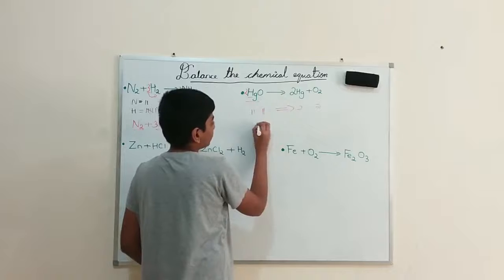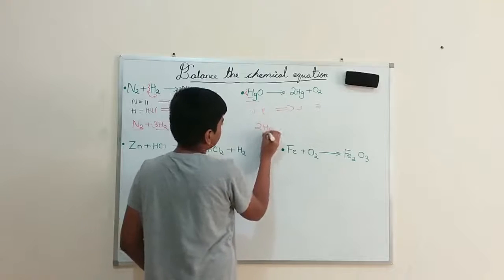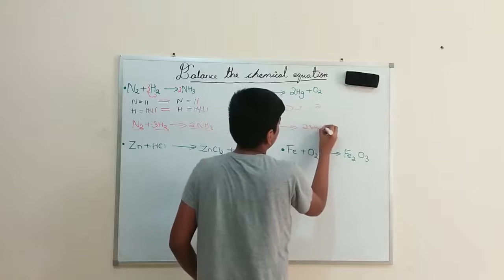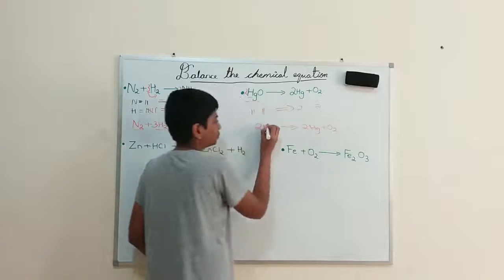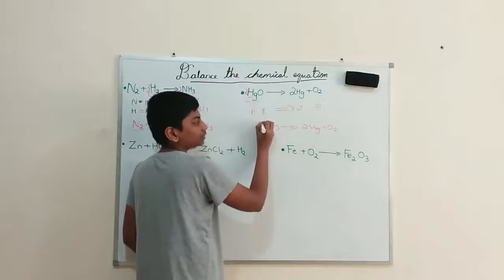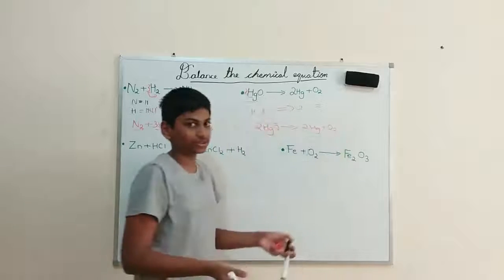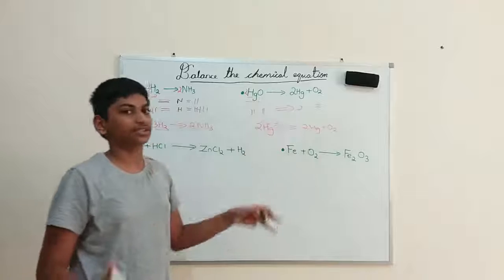So my balanced equation will be nothing but 2HgO gives you 2Hg plus O2. So 2Hg, correct. O2, there are 2 oxygens, and here also there are 2 oxygens. So this chemical equation is also balanced.